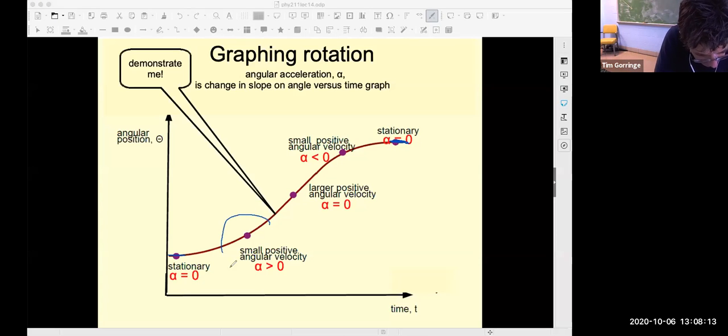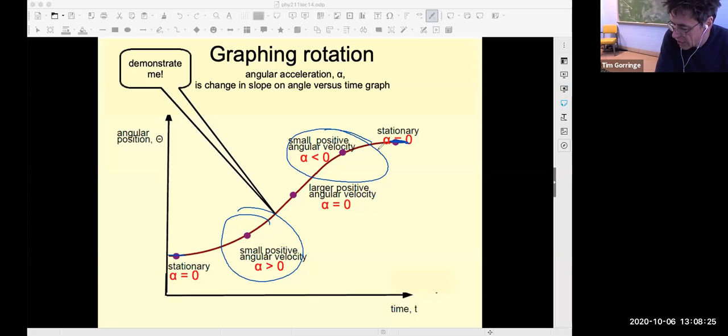This is a region, this is interesting. This is where the slope of the graph is getting steeper. And so here there's a positive angular acceleration. And there's a counterpart up here where the slope of the graph is getting shallower. And that's where there's a negative angular acceleration. So speeding up on this graph is a positive angular acceleration. Slowing down on this graph is a negative angular acceleration. And then there's a region in between.